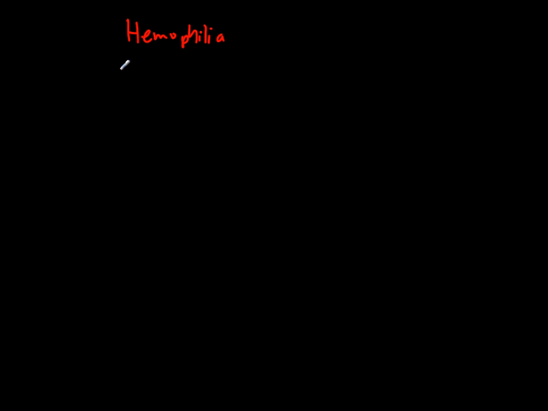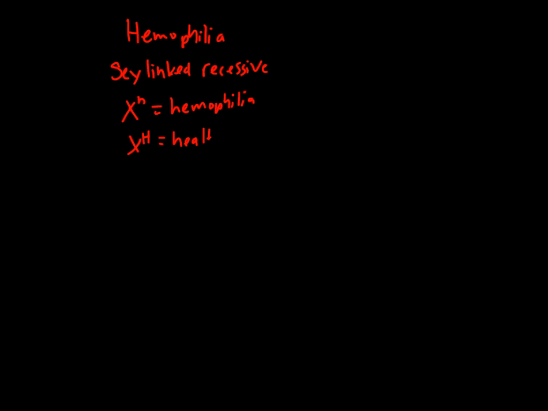Okay, hemophilia, it's a sex-linked recessive disorder. Right, so the allele for having hemophilia would be X, because it's sex-linked. It's on the X chromosome, and then little h. So this would be having hemophilia, and then X, big H, we would use for a healthy allele. Right, and then you also have your Y for the Y chromosome for guys. All right, and let's see what this pedigree would look like.